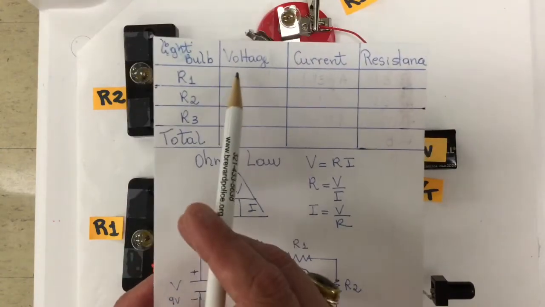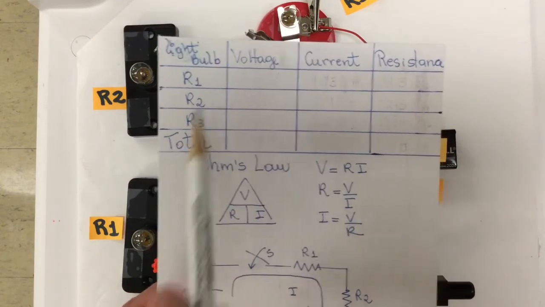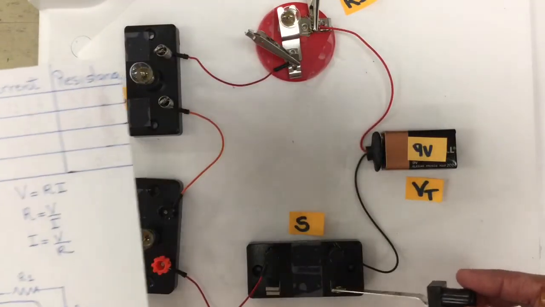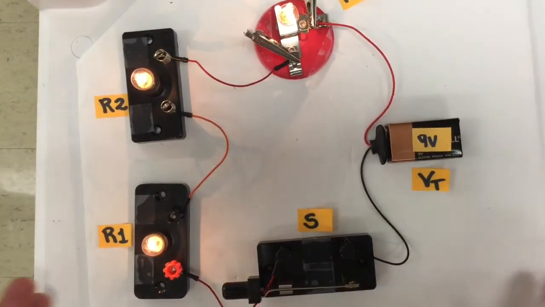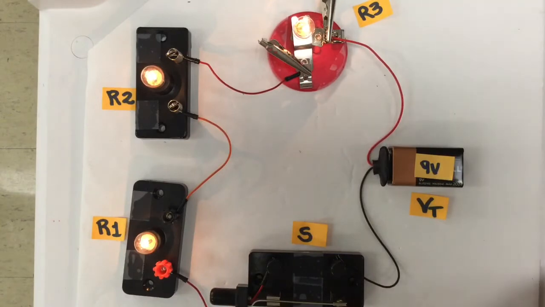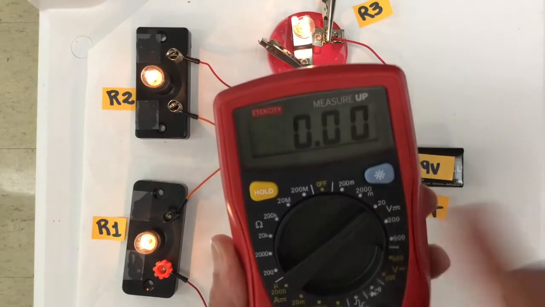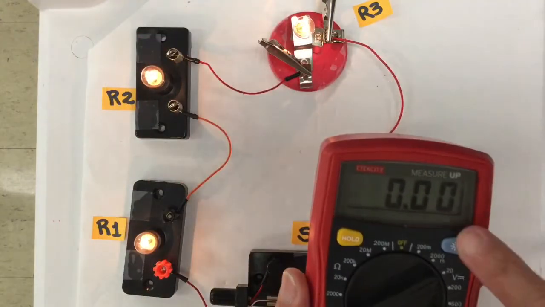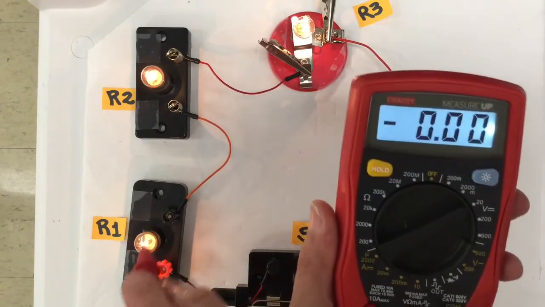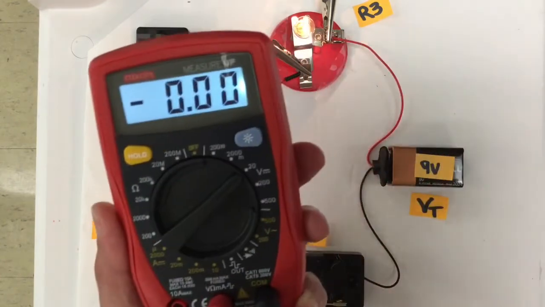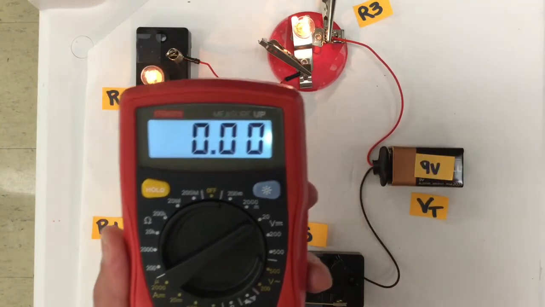Now you're going to measure the voltage on each light bulb. To do that, you need to move the switch on, and with the light bulbs working, quickly set your multimeter up to 20 volts and measure the voltage across each light bulb. Also measure the voltage on the battery and record these numbers.